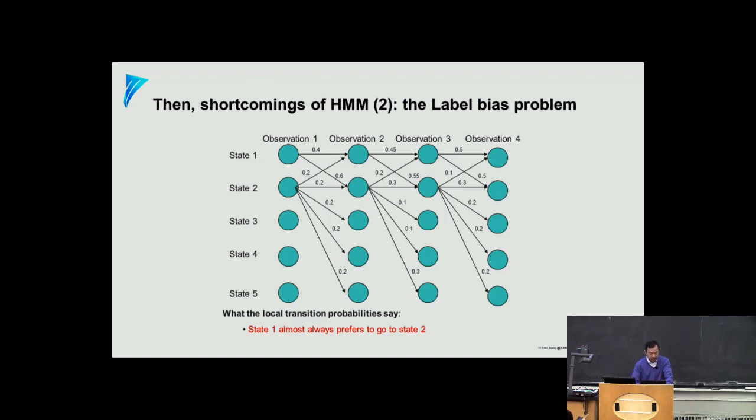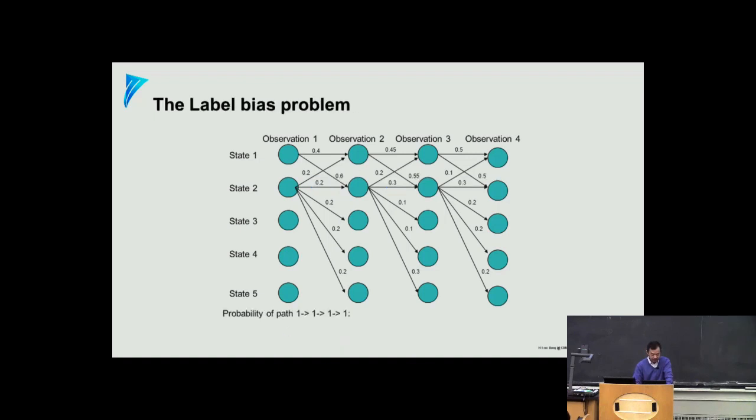Basically, if you look at the model, it looks like state 1 always prefers to go to state 2, right? Because every time there is a branch, it has a bigger mass to go to 2. And then state 2 always has a higher chance to stay in state 2 compared to elsewhere that it goes. And that's basically the high-level message we have from this model.